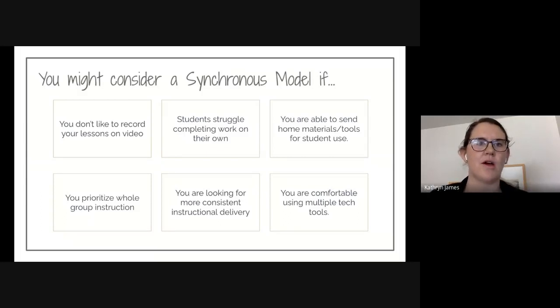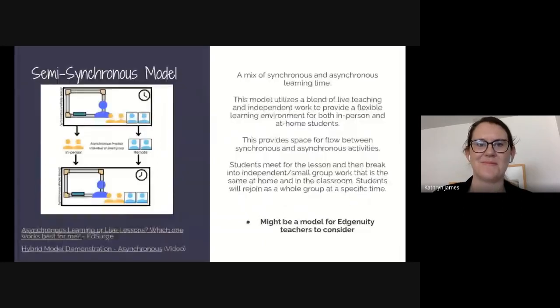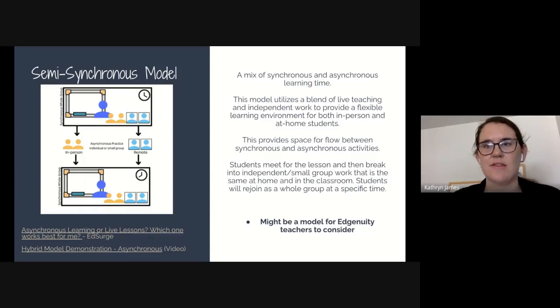Okay, we're going to move on to semisynchronous. And semisynchronous, just as the name would indicate, is very similar to synchronous. There is a mix of those synchronous and asynchronous learning times to give more flexibility to the teacher, so that you can work in some more small group and differentiated work for your students. If you are teaching Edgenuity, this is the model we would suggest for that curriculum.